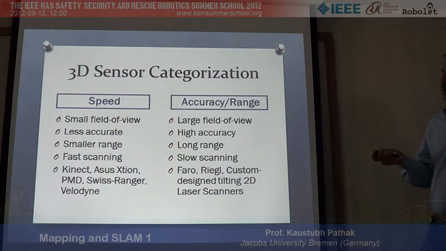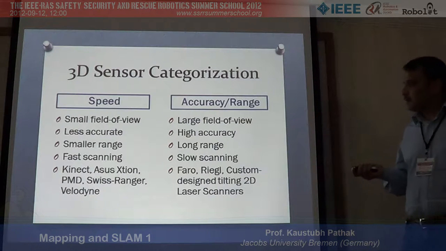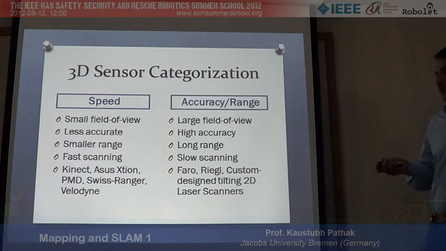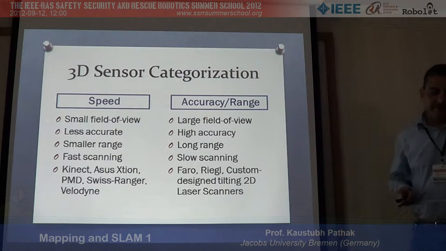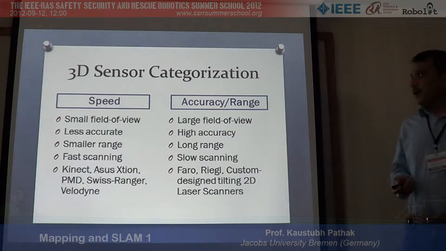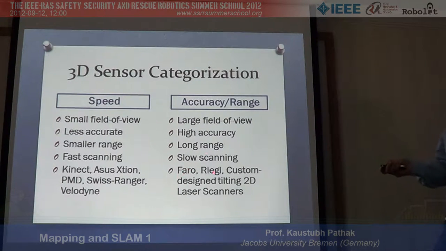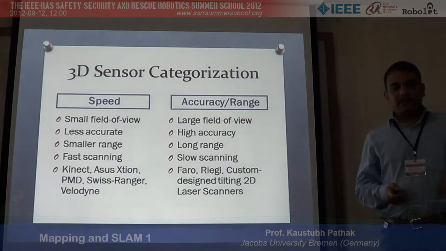In the first small and fast category, you have, of course, the Kinect, the Asus, the PMD, the Swiss Ranger, and the Velodyne. And then in the more accurate but slow range, you have the Faro, the Regal, and then you have a lot of custom design tilting 2D sensors.